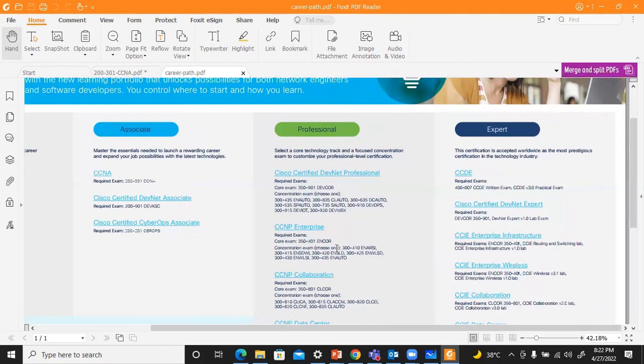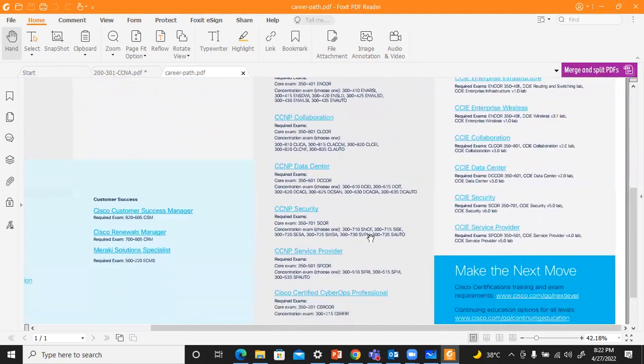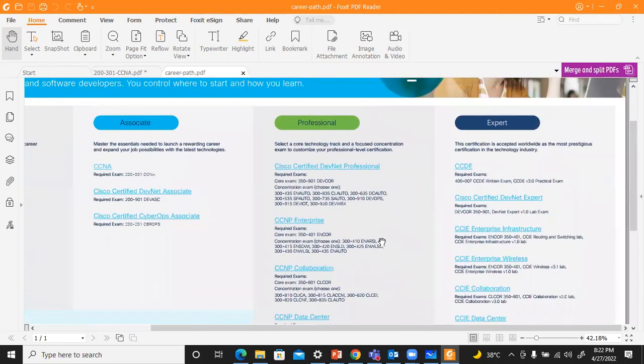Then next is professional. In professional, it is separated into different tracks, like DevNet, enterprise, collaboration, data center, security, service provider, and CyberOps. Cisco has divided the professional level into different tracks for the specific stream or technology that you want to go for. And the change in the professional level is that you need to take 2 exams. One is the core exam and the other is the concentration exam.